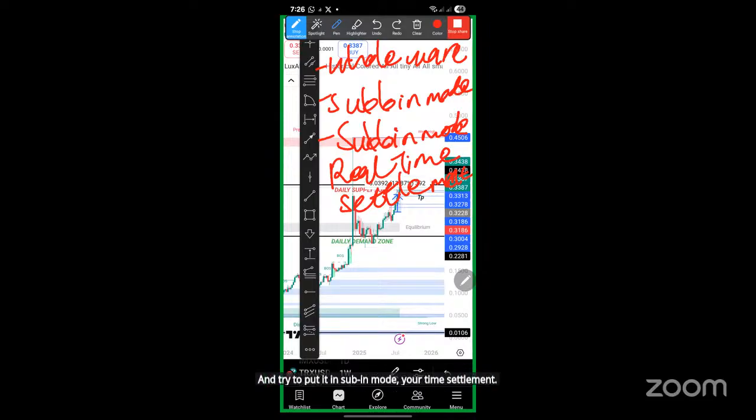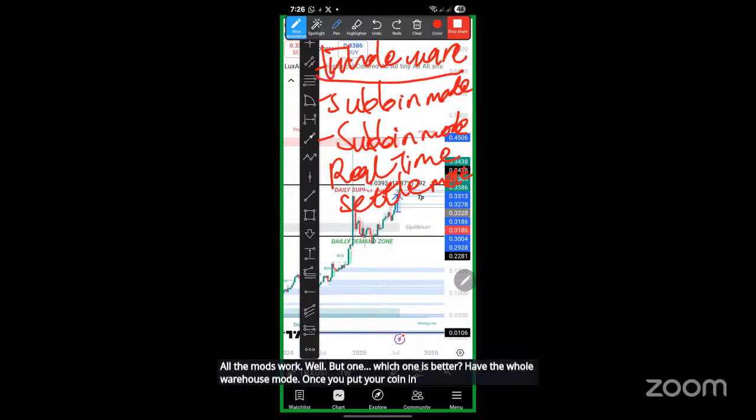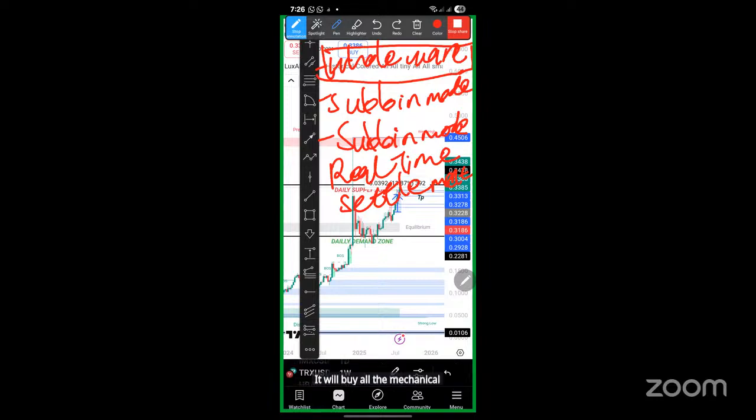All the modes work well, but which one is better? Take the whole warehouse mode. Once you put your coin in the whole warehouse mode, it means it will buy all the margin calls at once and sell all the margin calls at once, irrespective of what.